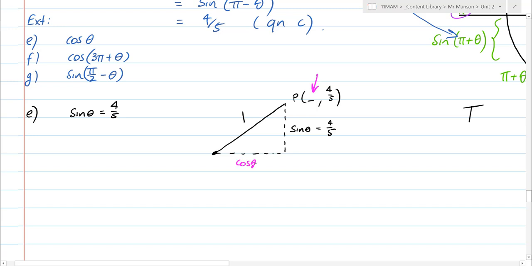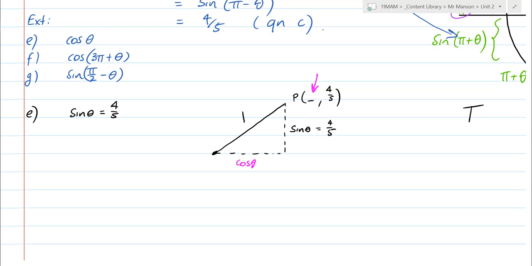Can anybody tell me something that you learnt in year 8, year 9 that could help us find cos theta? And the big name for that is? Pythagoras Theorem. So we could use Pythagoras Theorem here. And I'm going to show you this Pythagoras Theorem solution, and then I'm going to quickly show you the generalization, which we don't need quite yet, but you'll see it there.